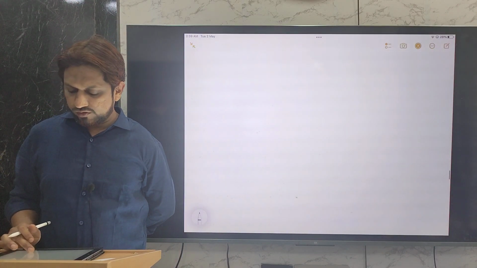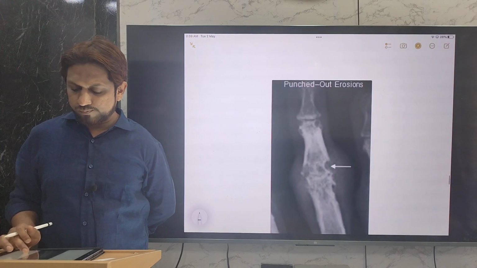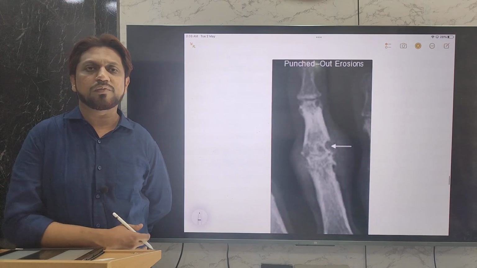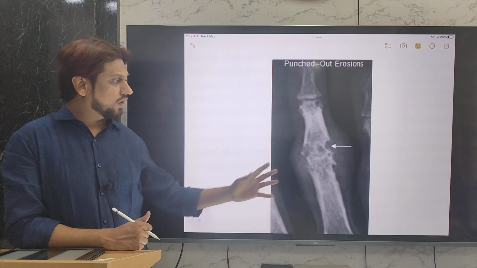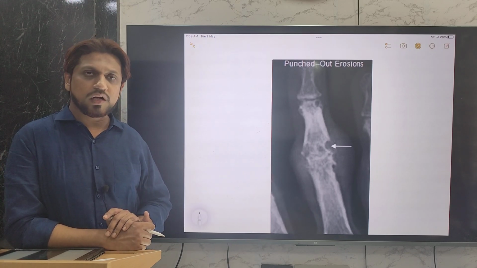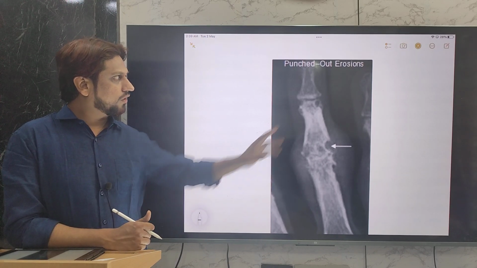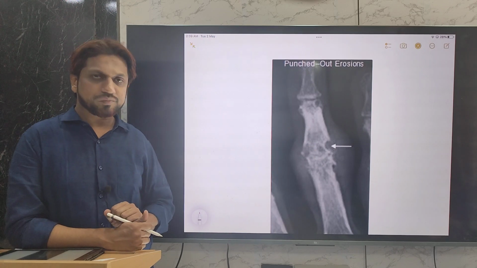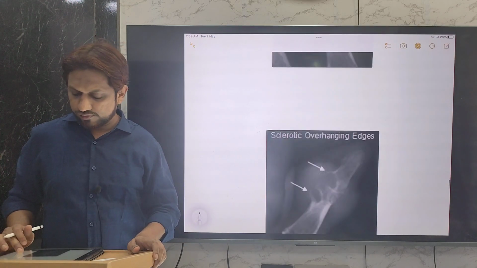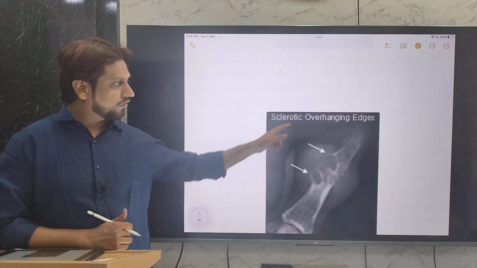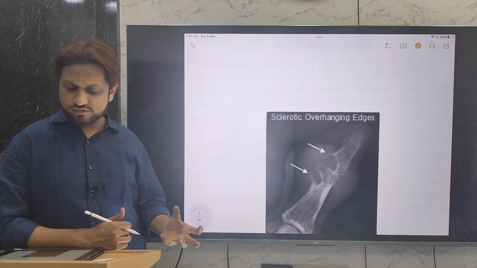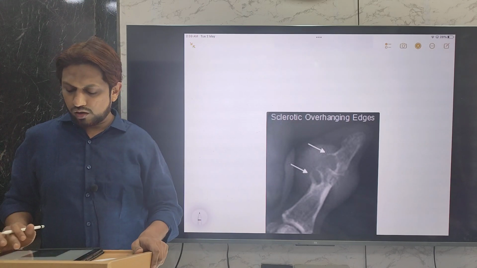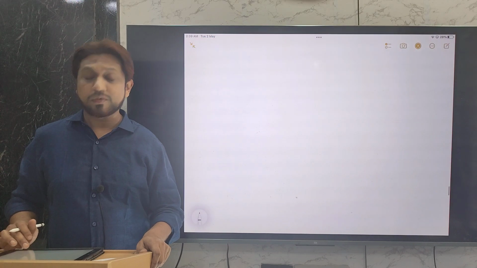Apart from this, the radiographic features in acute gout are many times normal, but typically punched out erosions are seen. It is also known as mouth bitten appearance, that is sclerotic overhanging edges can be seen, or sometimes it can be normal also and confirmed by the CT scan.